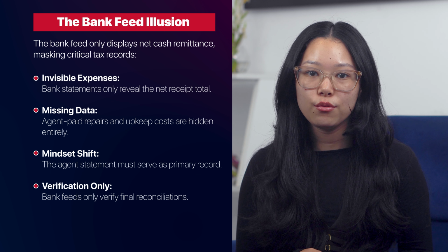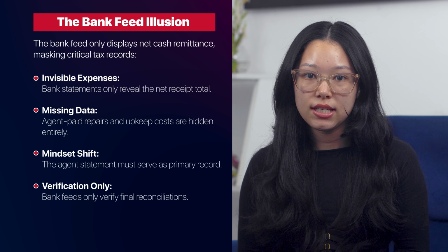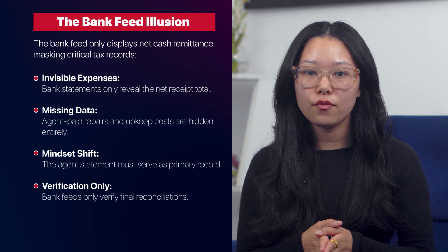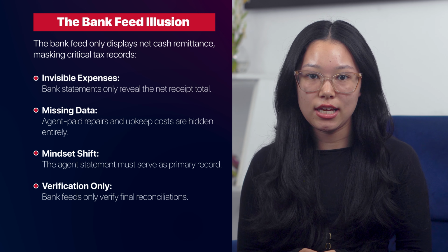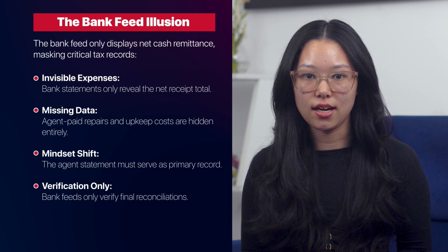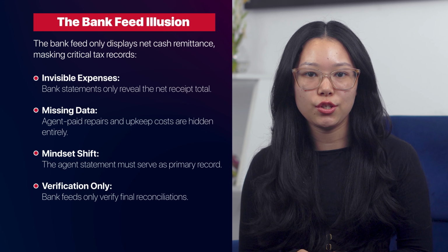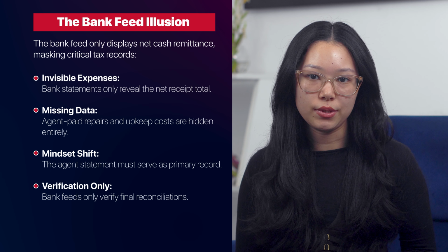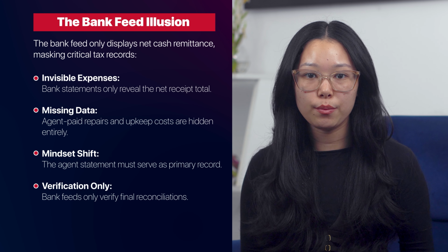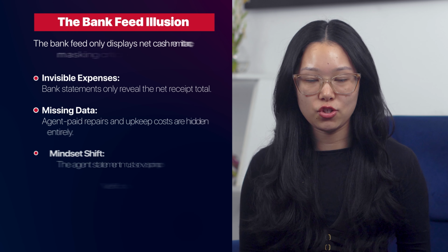Because the bank feed only ever shows the net remittance, the money that actually arrives. If you start from the bank, the gross rent and the fees are invisible, and any repairs the agent paid on your behalf are missing entirely. So the bank quietly pushes you toward the net figure. The fix is a mindset shift. For agent-managed properties, the agent statement is your primary source document and the bank is just a check.